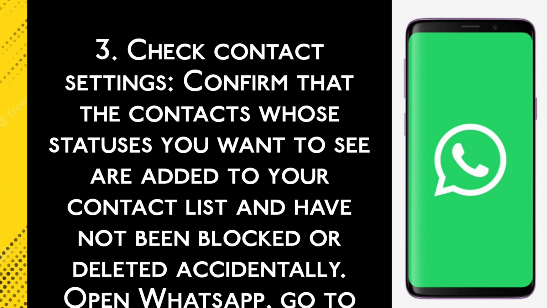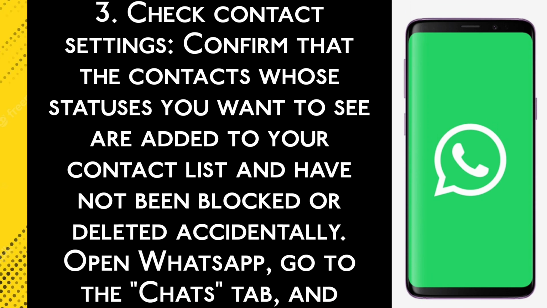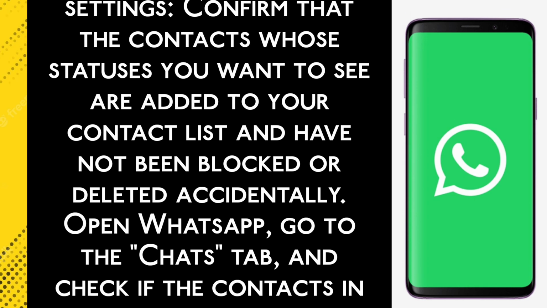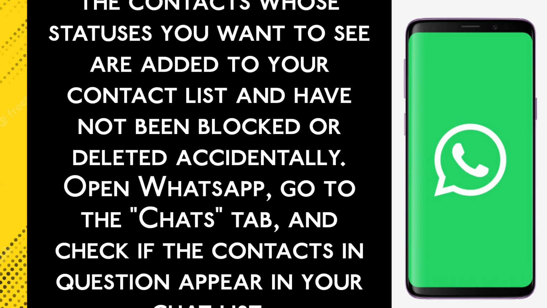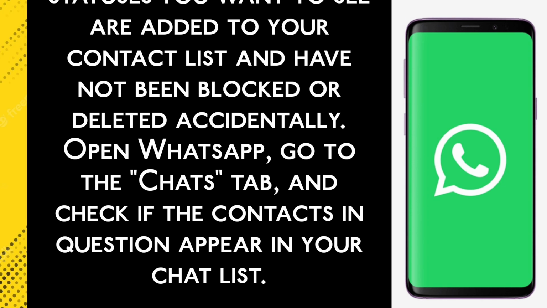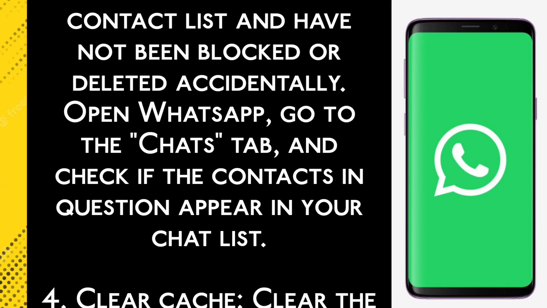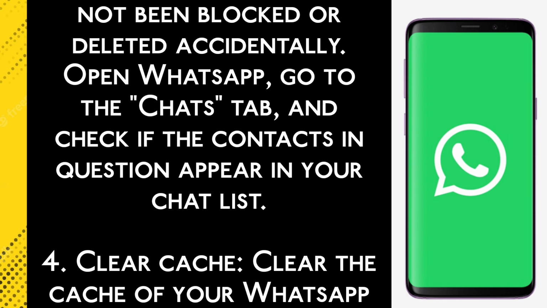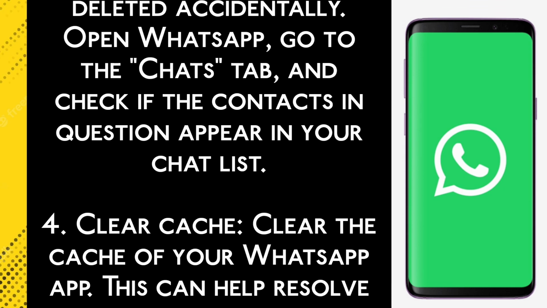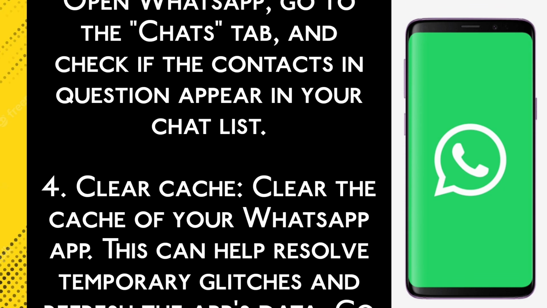Number 3. Check contact settings. Confirm that the contacts whose statuses you want to see are added to your contact list and have not been blocked or deleted accidentally. Open WhatsApp, go to the Chats tab and check if the contacts in question appear in your chat list.